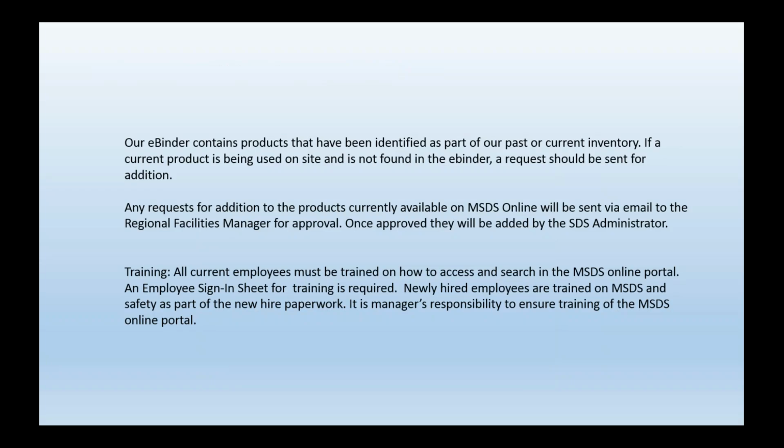And final notes, our e-binder contains products that have been identified as part of our past or current inventory. If a current product is being used on site and is not found in the e-binder, a request should be sent for addition. Any request for addition to the products currently available on MSDS Online will be sent via email to the Regional Facilities Manager for approval. Once approved, they will be added by the SDS Administrator.